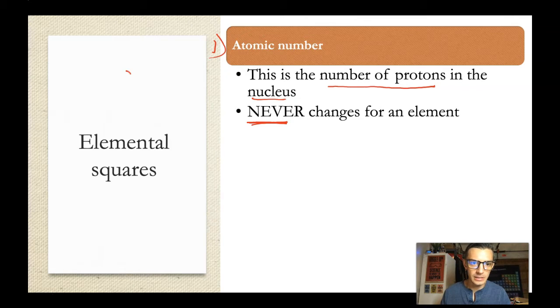So, for instance, the element carbon is defined by having 6 protons in its nucleus. There's 6 of them, and if you change that, if you go up the periodic table, you're going to change it into another element, nitrogen, which has 7. And if you go down the periodic table, you'll change it into boron, which has 5.